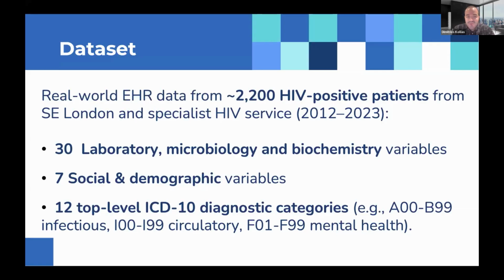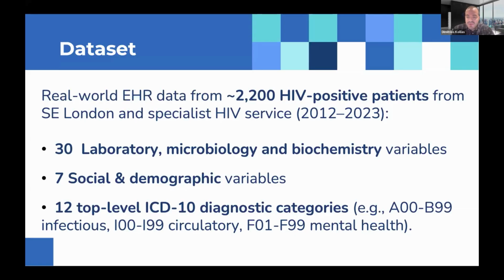We collected real-world electronic health record data from almost 2,200 HIV positive patients from Southeast London clinics and also some other specialist HIV services, spanning a 12-year period from 2012 until 2023. Those data consisted of 30 lab microbiology and biochemistry variables, 7 social and demographic variables, which I'm going to show you in the next slides, and finally, 12 top-level ICD-10 diagnostic categories.